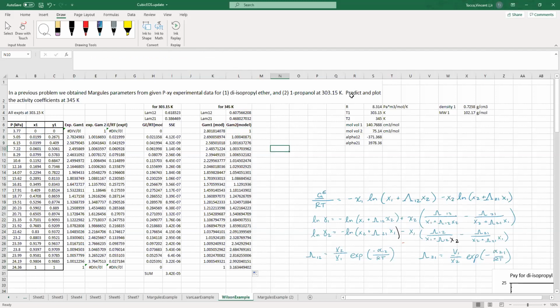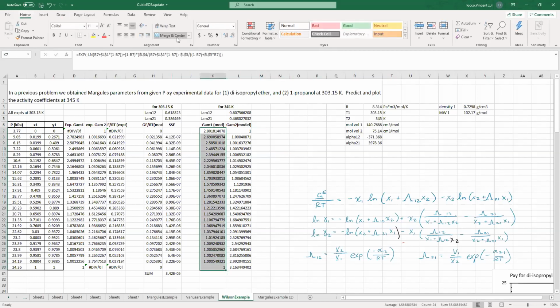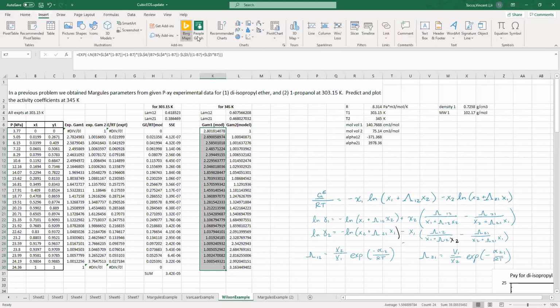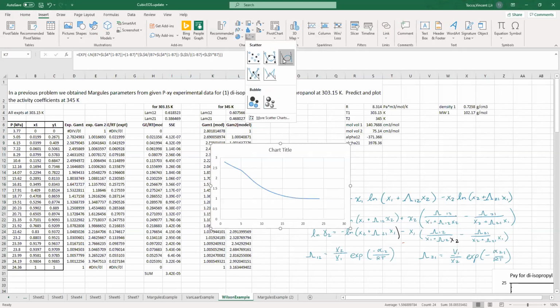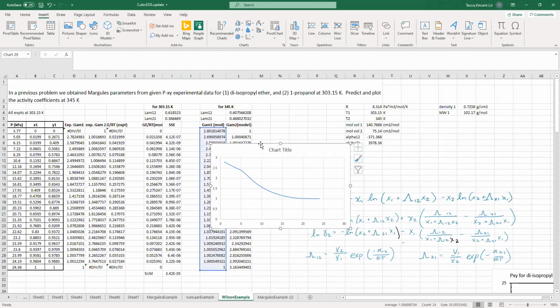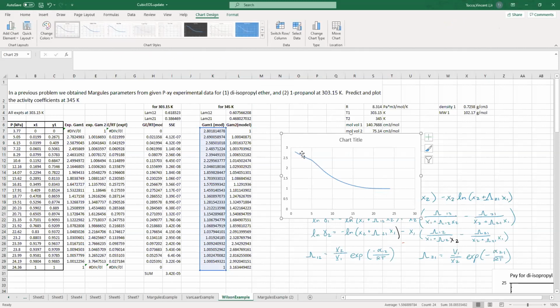Now my problem statement prompt asked me to plot the activity coefficients at 345K. Typically how you see this plotted is ln of gamma 1 plotted. I'm just going to plot them. You can plot the ln if you'd like. So insert chart, and these are modeled. So like so. And why does it look like that?